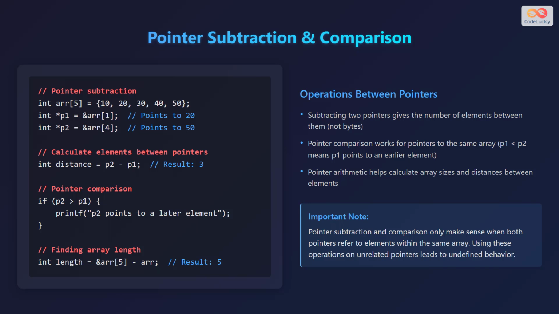Consider this example. We have an array of 5 integers. Pointer p1 points to the second element with value 20, and p2 points to the fifth element with value 50. Subtracting p1 from p2 gives us a distance of 3, which is the number of elements between them. Also, pointer comparison works such that if p2 is greater than p1, then p2 points to a later element in the array. Keep in mind that pointer subtraction and comparison are meaningful only when both pointers refer to elements within the same array. Applying these operations to unrelated pointers can result in undefined behavior.